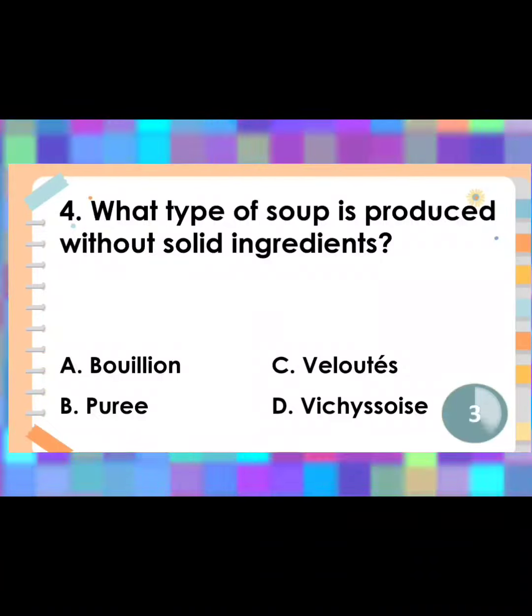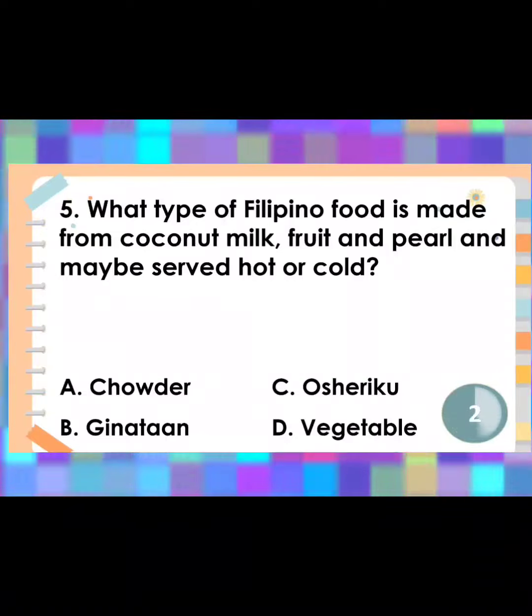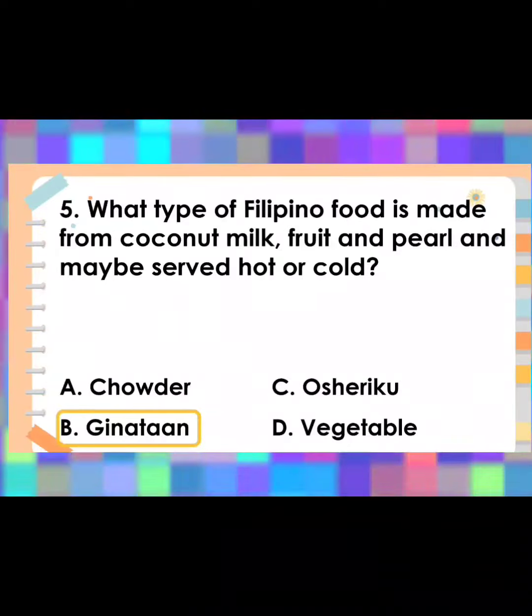And the last is number 5. What type of Filipino food is made from coconut milk, fruit, and pearl and may be served hot or cold? A. Chowder, B. Ginataan, C. Oshiruko, and D. Vegetable. The correct answer is letter B, ginataan. Good job, students.